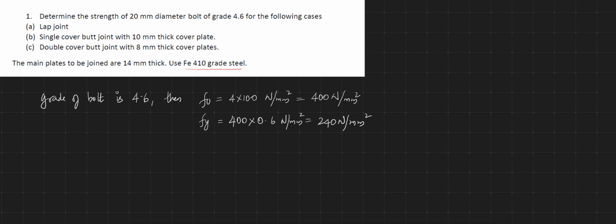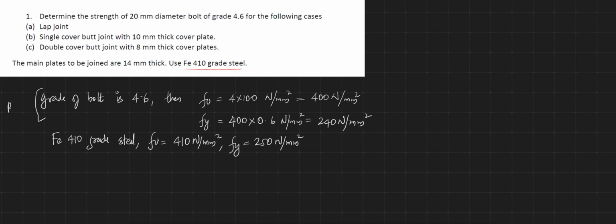Now it is given use Fe 410 grade steel. So Fe 410 grade steel means the material used for the plate is Fe 410 grade steel. Fe 410 grade steel means the ultimate strength of the plate is 410 Newton per mm square, and the yield strength of the plate is 250 Newton per mm square. So this tells about the bolt, and this tells about the plate used.